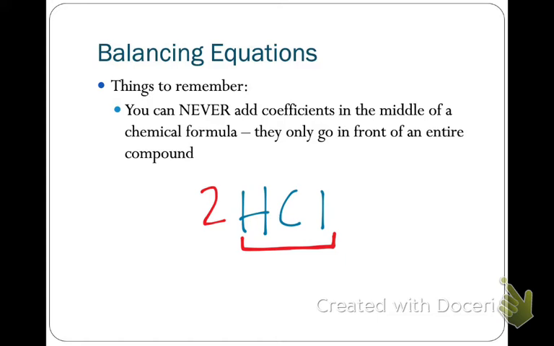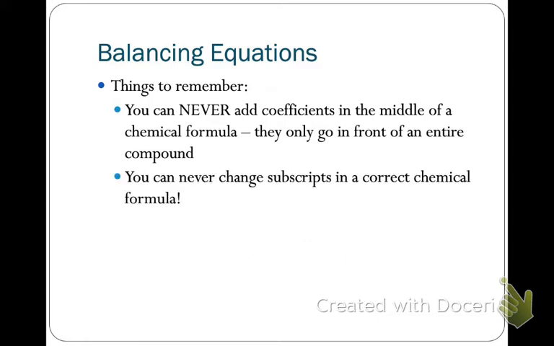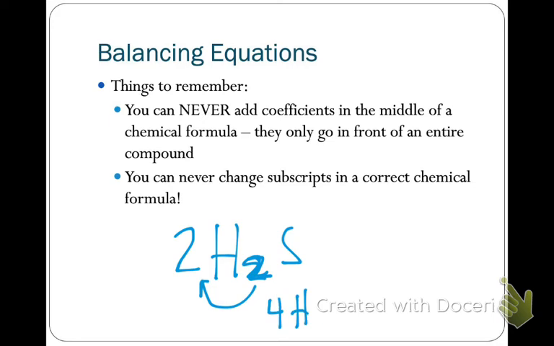Okay? Second thing I want to remember is that we never change subscripts in a correct chemical formula. So same type of thing I was just talking about. If we have a formula that looks like this, H2S, and let's say I needed 3 hydrogens or 4 hydrogens, I can't just change that to a 3 or to a 4, right? If I need 4 hydrogens and I have that compound, I would put a 2 in the front of it, because 2 hydrogens times 2 molecules would give me 4 hydrogens total right there. Okay, and it would give me 2 sulfurs.